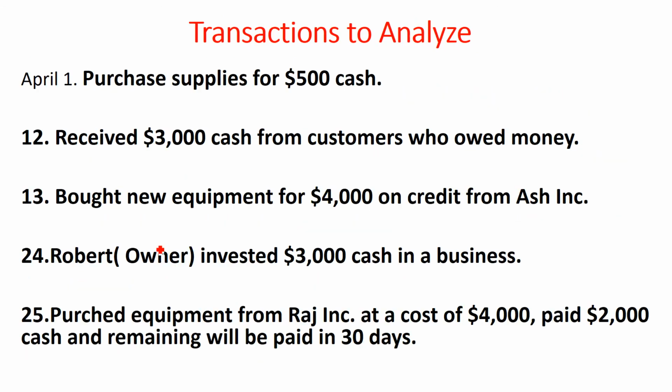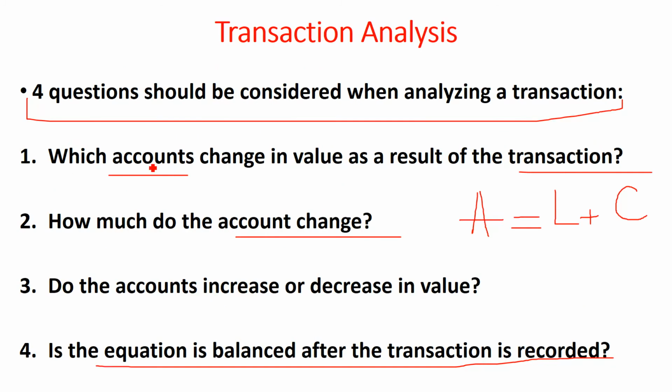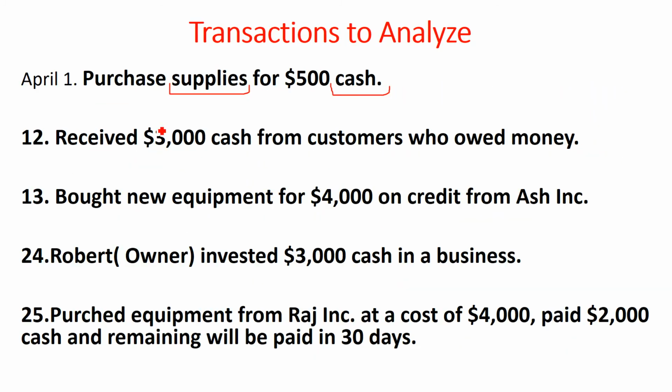So see, purchase supplies for $500 cash. First of all, you have to find out the two accounts. The first account is supplies, because we are purchasing supplies, and then another is cash, right? So the second question is, how much do the accounts change? It is $500.